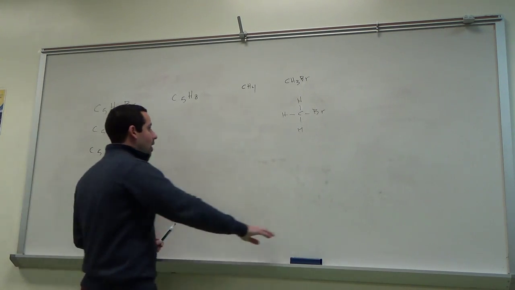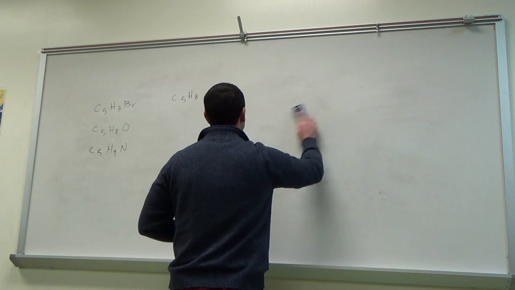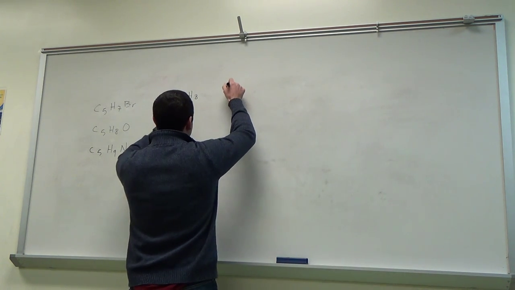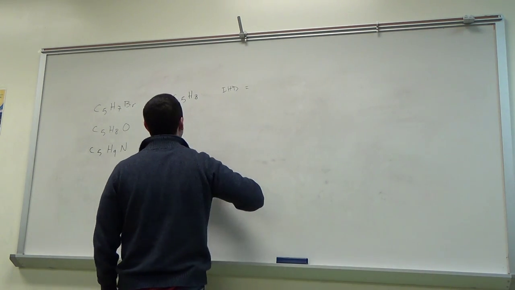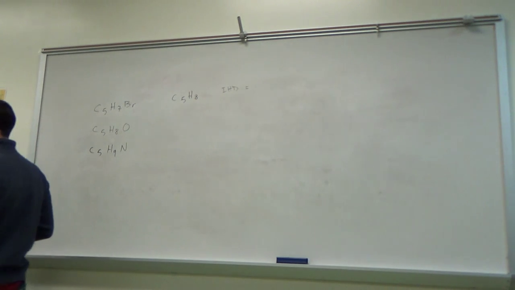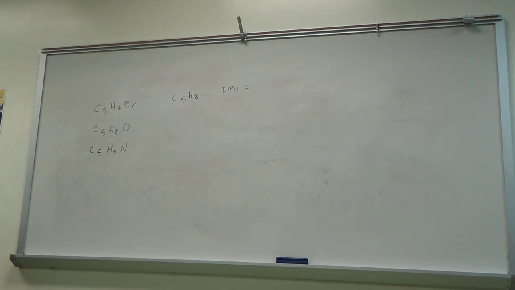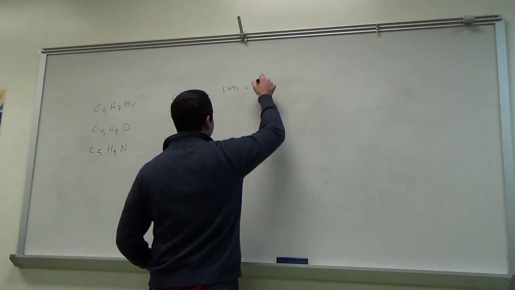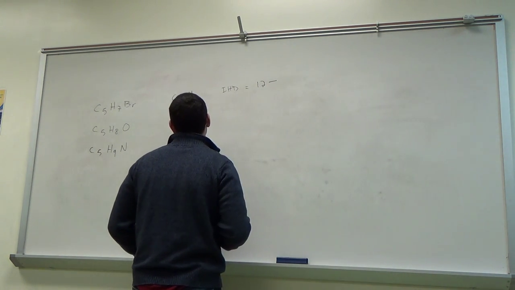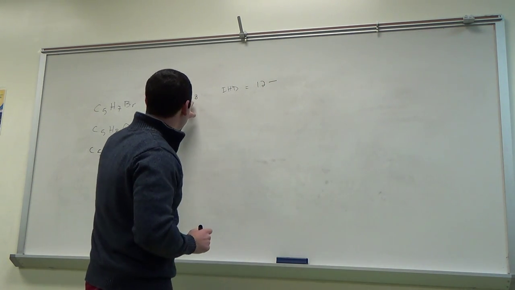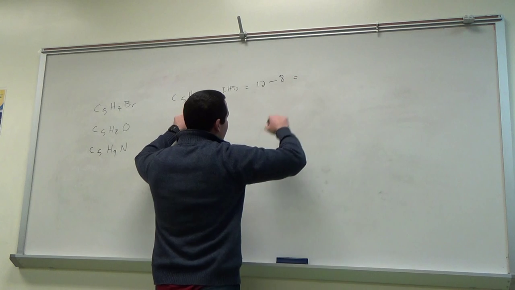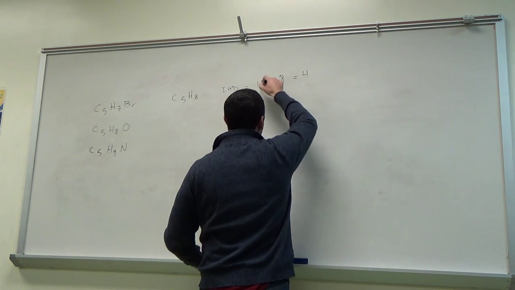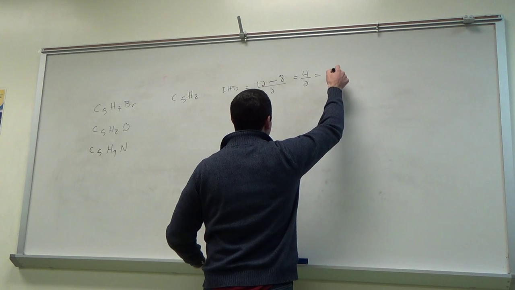So let's say we are calculating the IHD for this thing. It is equal to the alkane. What alkane are we talking about? C5H12. So C times 2, so 2 times 5 is 10 plus 2 is 12. This is the alkane. You subtract from that alkane the number of hydrogens you have after you manipulate it in whatever way. How many is that? 8. And this is equal to 4 divided by 2, which is 2.